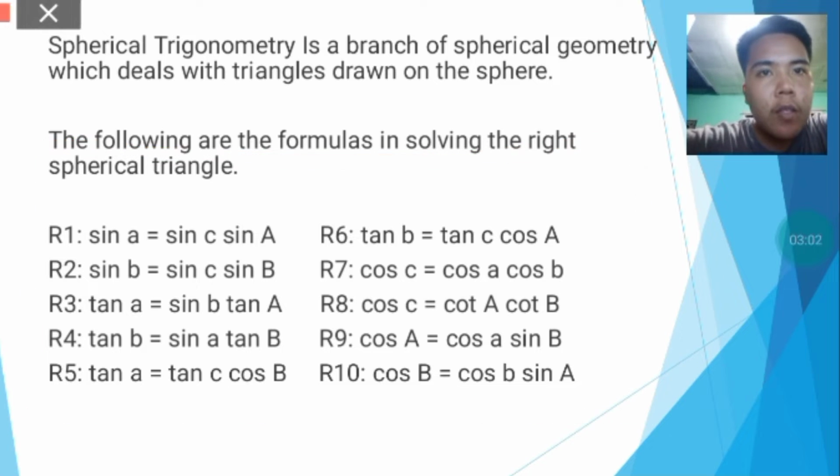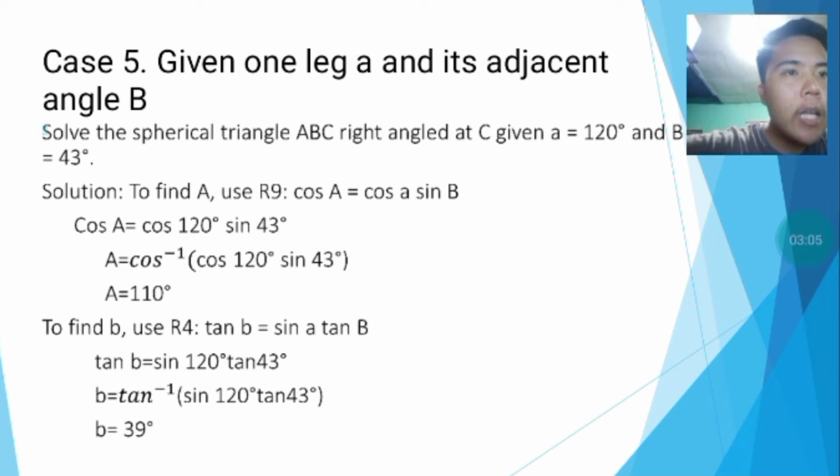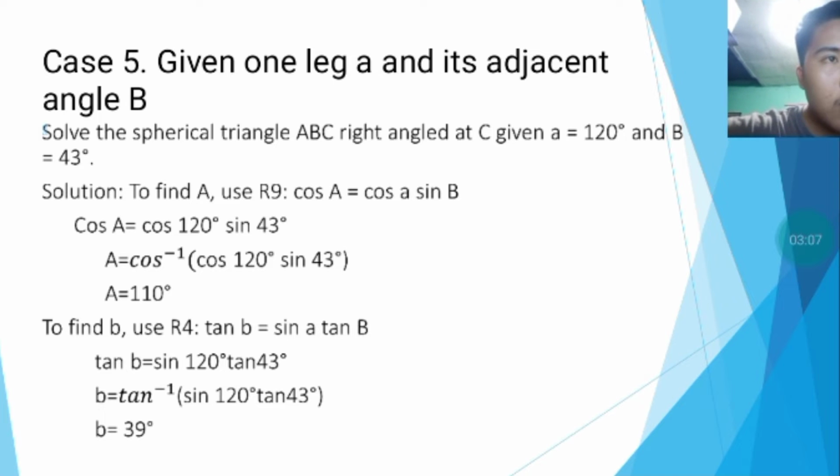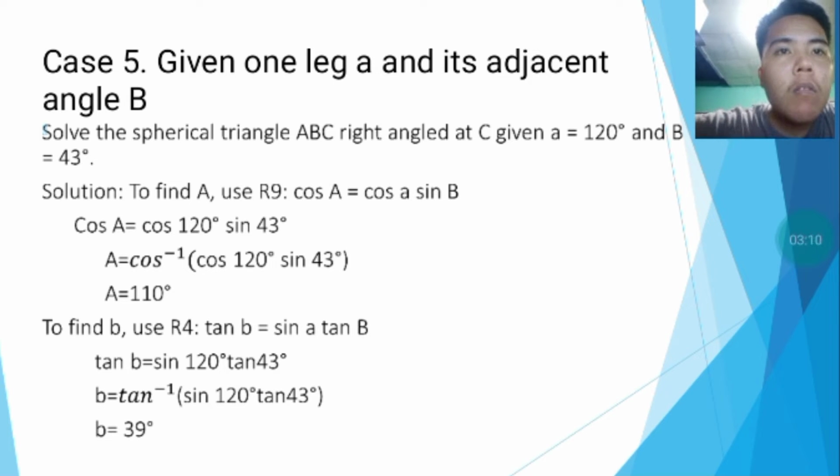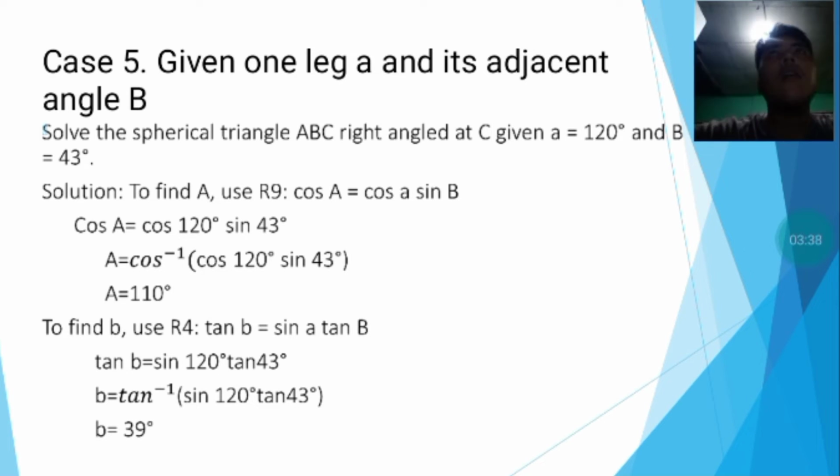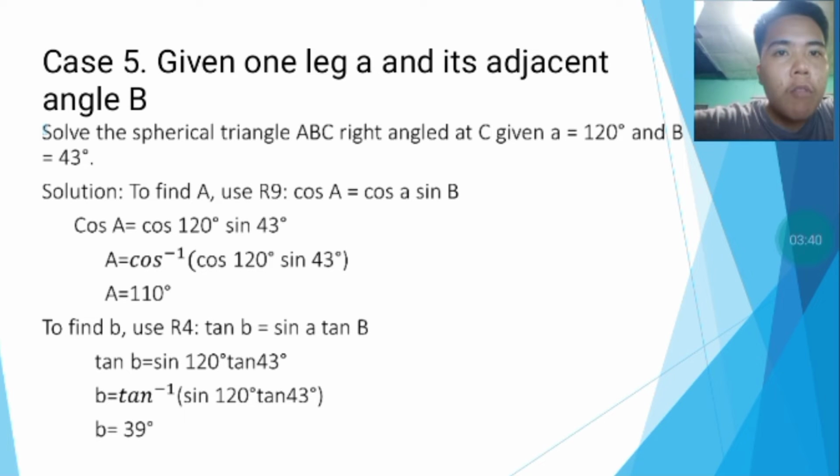For example, case 5: given one leg and its adjacent angle B. So we have one leg and then the adjacent angle B. For example, solve the spherical triangle ABC, right angled at C, given small letter a equals 120 degrees and big letter B equals 40 degrees.